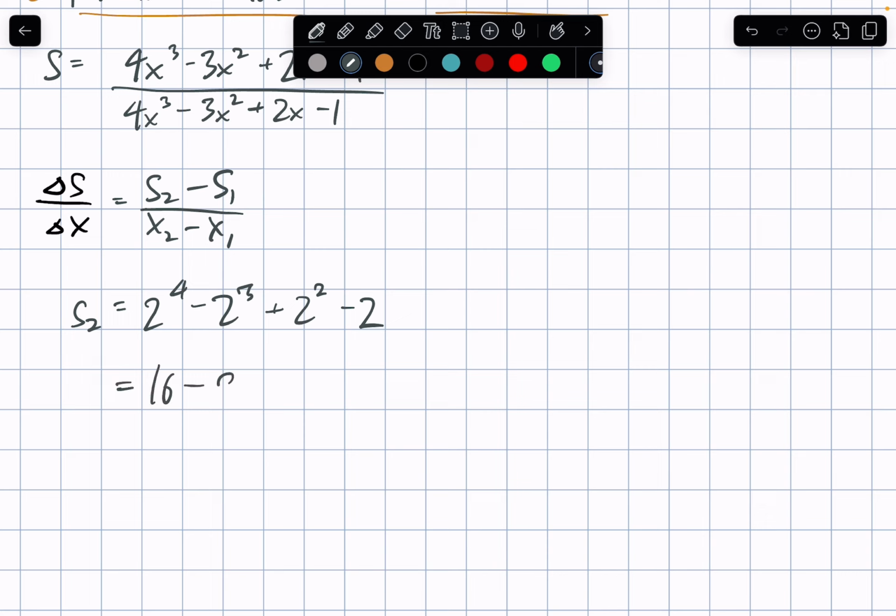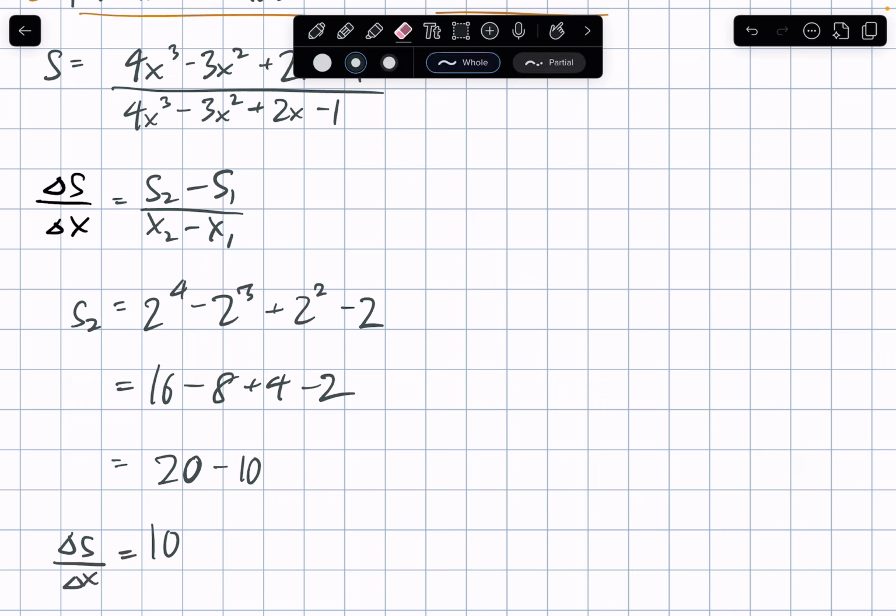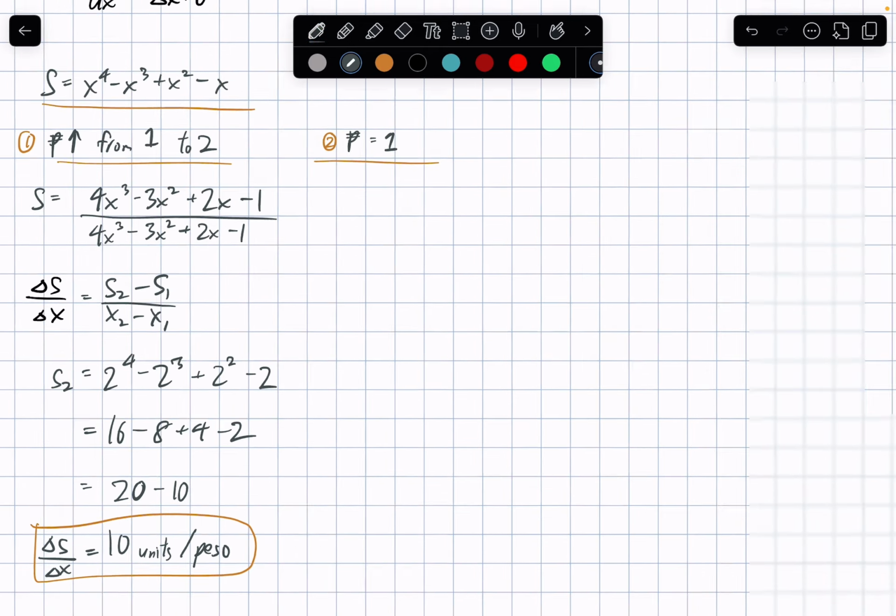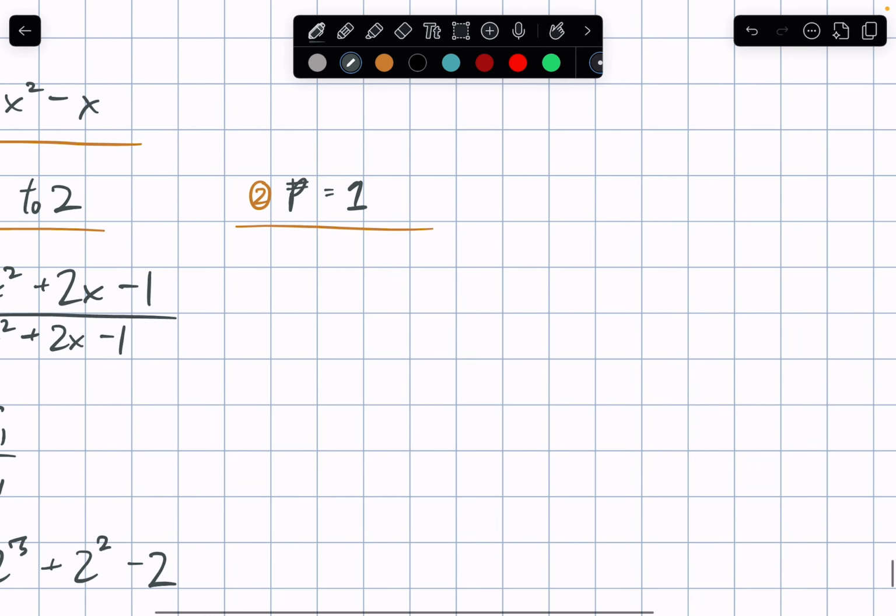If we further simplify, 16 minus 8 plus 4 minus 2, 20, 10. So the rate of change is going to be 10 units per peso, or basically 10 candies per peso. When the price is 1 peso, we want to look for the instantaneous change in supply.